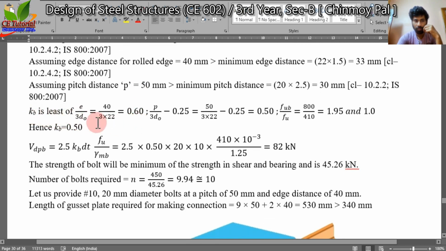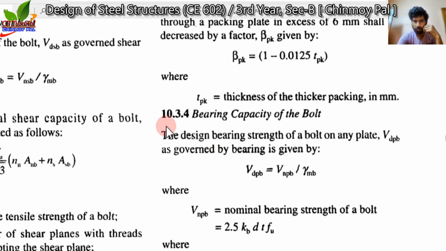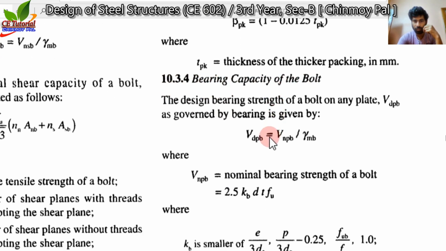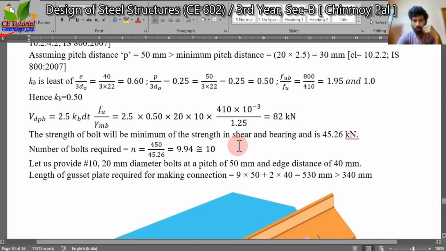Now we have to calculate Kb. The Kb value is the minimum value of those values, which is 0.5. So Kb is 0.5. Now you can calculate the bearing strength of the bolt from this formula, and this formula is provided by IS 800. You see this is clause number 10.3.4 for bearing capacity of the bolt, and this is the formula to calculate the bearing strength of the bolt. Now the actual strength of the bolt will be the minimum value, that is 45.26 kilonewton.